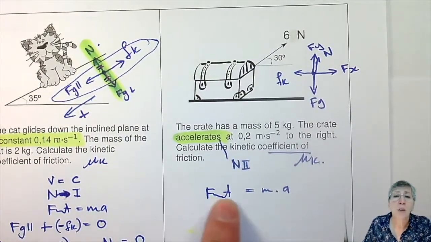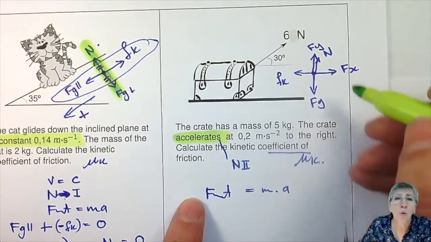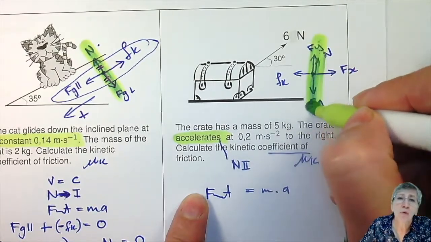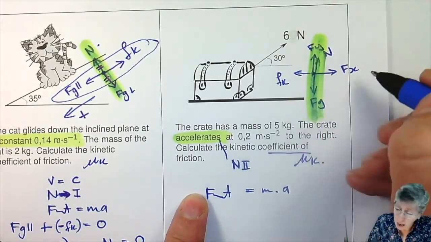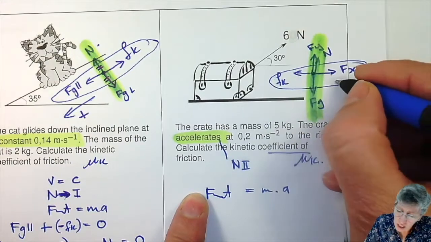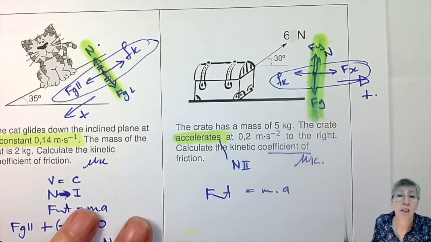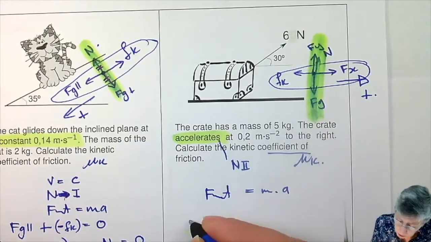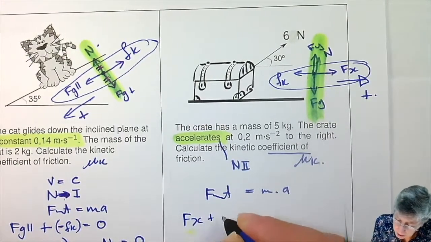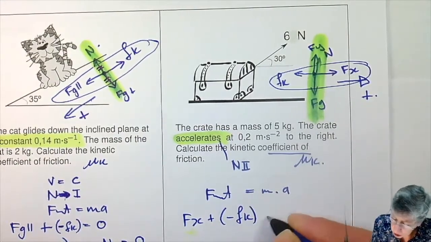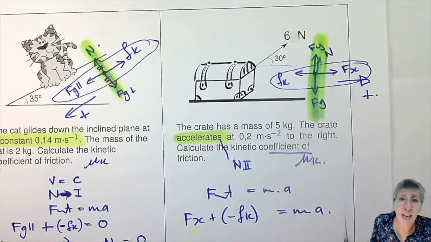Now, if I'm working with Newton's movement law, I'm not looking at the forces perpendicular to movement, I'm looking at the forces in the direction of movement. So that is going to be my positive direction. Right, so here for F net, that will be Fx minus Fk equal to m times a.